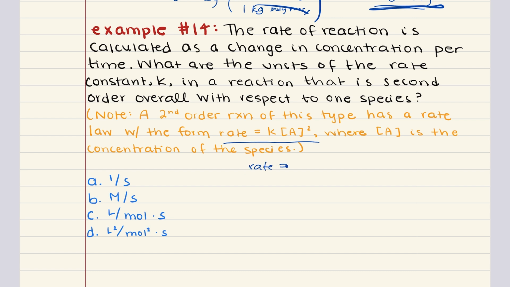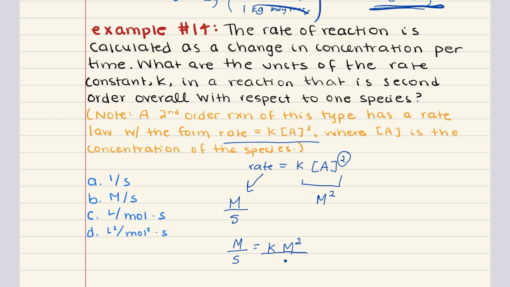Rate is equal to the rate constant multiplied by the concentration of the species squared. Now here, the rate of reaction is going to be expressed as a change in concentration over time, so it's going to have units of molarity per second. The concentration of the species is going to be expressed in molarity as well, and since the term is squared, this is going to be molarity squared. What we have here then is molarity per second is equal to the rate constant multiplied by molarity squared.